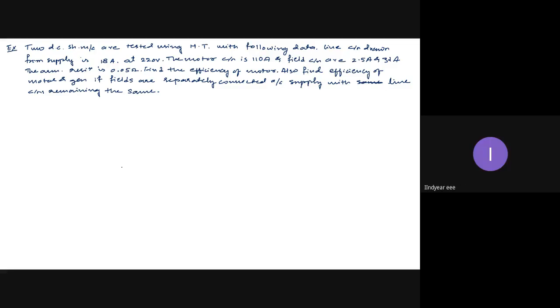So the next example goes like this. Two DC shunt machines are tested using Hopkinson test with following data. The line current drawn from the supply is 18 amperes at 220 volts. The motor current is 110 amperes and field currents are 2.5 amperes and 3.1 amperes. The armature resistance is 0.05 ohms. Find the efficiency of motor.